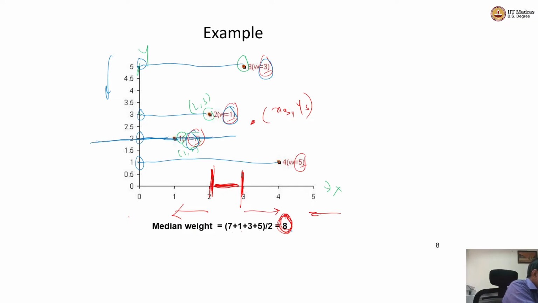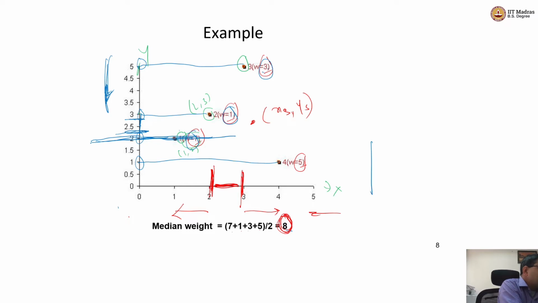If I go from top to bottom, at 2 my median is reached. I could not have located the facility before this, because my median had not been reached by then. Median was 8 and I had reached 3 plus 4. Weight was only 4. So this is my optimal location recommended from going from top to bottom.